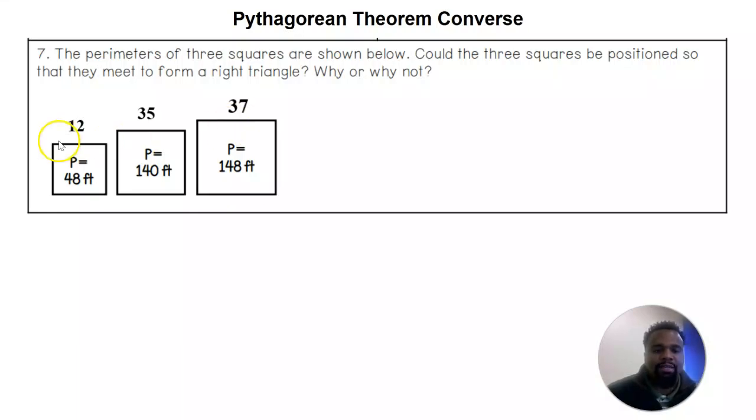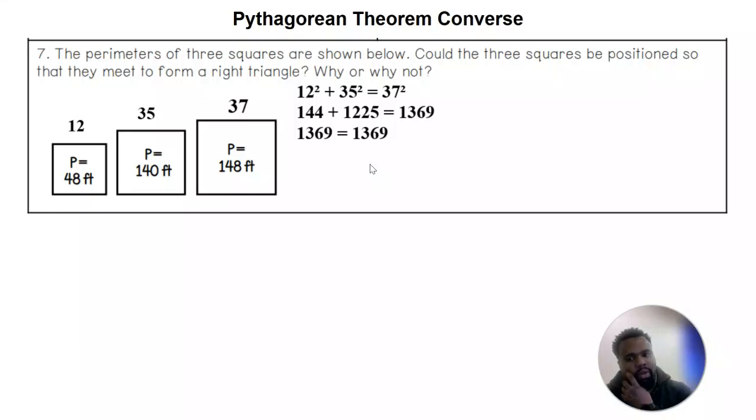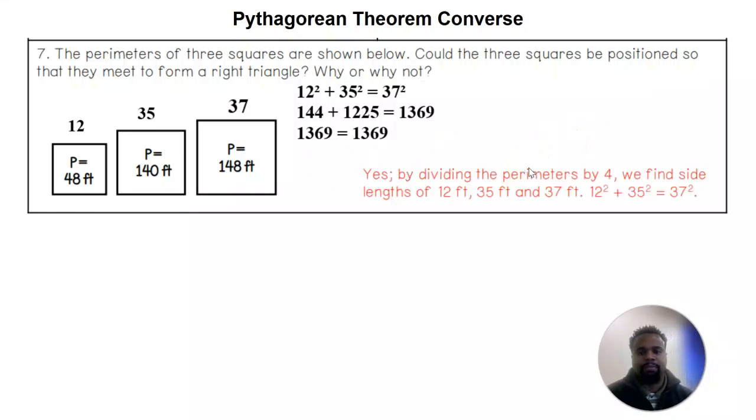So we're trying to see if 12 squared plus 35 squared equals 37 squared. 12 squared is 144. 35 squared is 1,225. And 37 squared is 1,369. If we do 144 plus 1225, that gives you 1,369, which is true, and it matches. So therefore, this would make a right triangle.